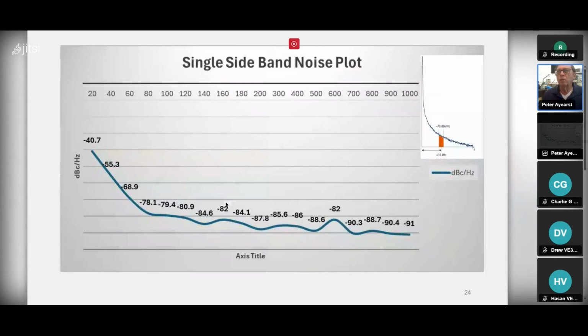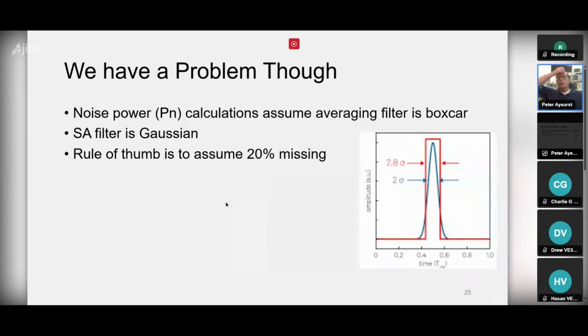That's just where I was plotting out the phase noise on my signal generator, and you can see I went out to 1 kilohertz in that case. But there is a problem, and there always is in this game, isn't there, guys? Noise power calculations assume that the filter is a boxcar. In a spectrum analyzer, the filter is Gaussian, and the rule of thumb is to assume 20% is missing. I thought, okay, that's interesting, but I didn't bother factoring in the missing 20% in my calculations. But just be aware of it.